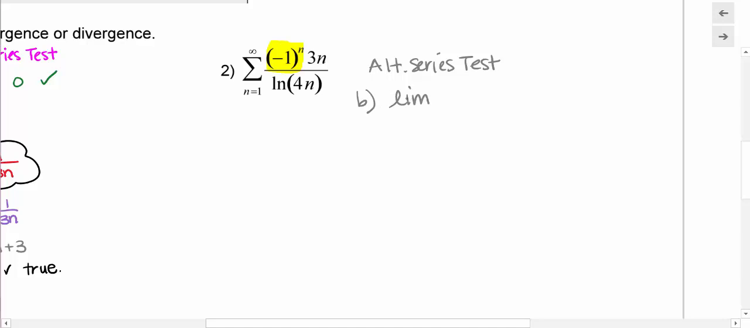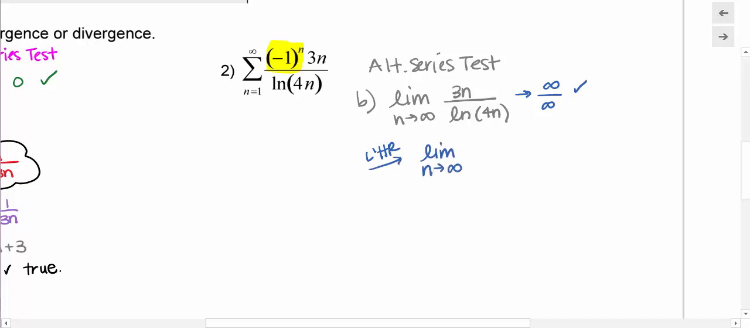So I'm going to look, is my last term, so to speak, 0? If I look at the limit as n approaches infinity of 3n over natural log of 4n, well, that's actually infinity over infinity. So I'm going to use L'Hopital's rule. Again, this comes up quite a bit in Calc 2. So limit as n approaches infinity, I'll do the ratio of their derivatives. So 3 over the derivative of natural log of 4n, which would be 4 over 4n.